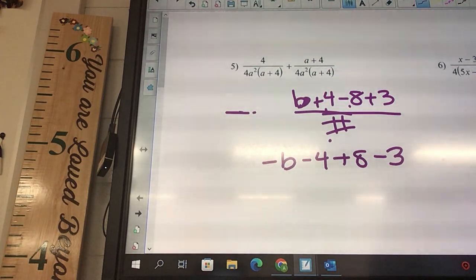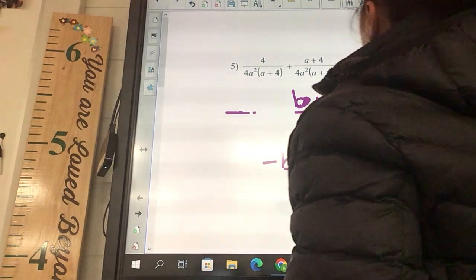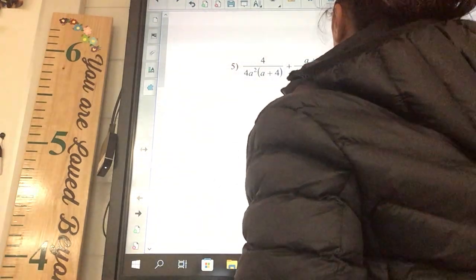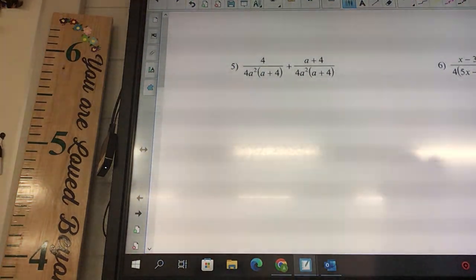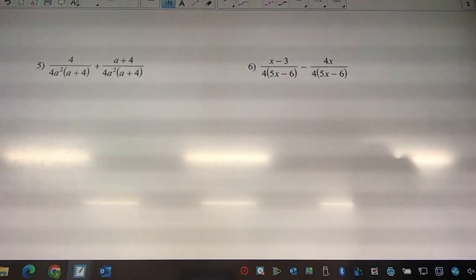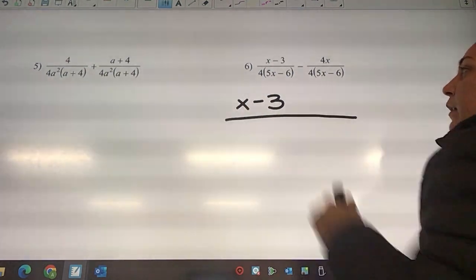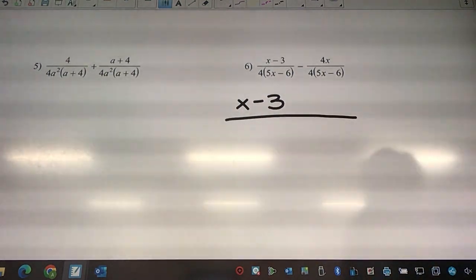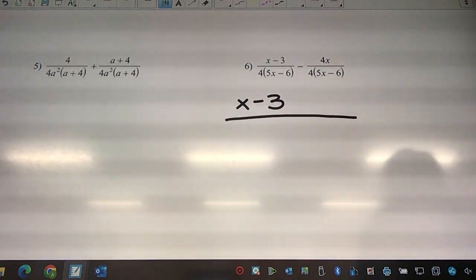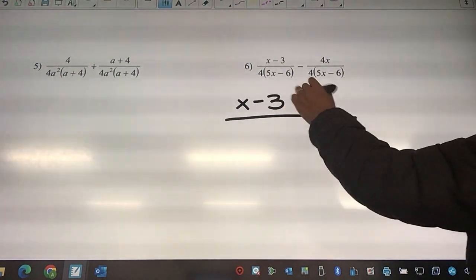So if we look at number 6, our denominator is the same. Yes, so we've got x minus 3, and this says minus. So our very first term on our second fraction is going to be minus 4x.